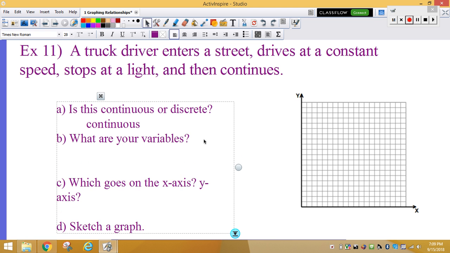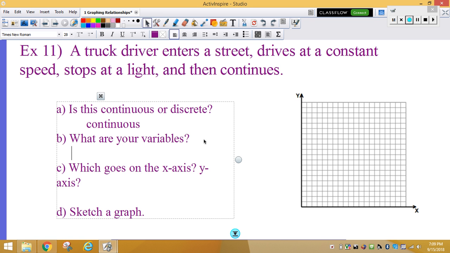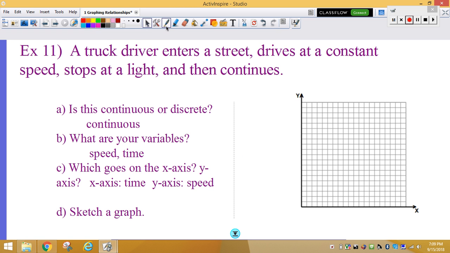What are your variables? All right, this part's kind of hard because we got to think, what are we talking about in this problem? Well, we're talking about his speed, right? Drives at a constant speed. And then the other one's kind of tricky, and I kind of led to it on the last problem. I said what will typically always be on your x-axis for what we're doing? It's time. We're talking about the time that it takes him to drive this path. Which goes on the x-axis and y-axis? Well, if you wrote down the previous slide, you'll know that the x-axis will be time and the y-axis will be speed. And last up, it wants us to sketch a graph.